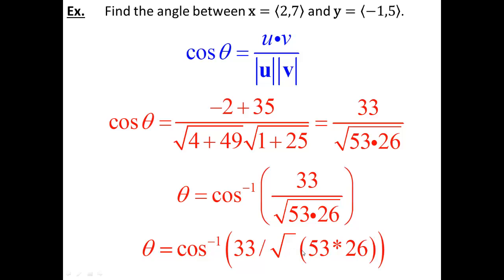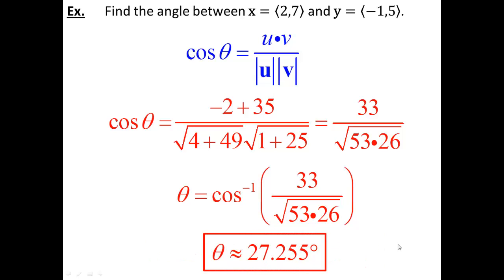So that'll be the parenthesis that comes automatically with the root. 53 times 26, close the root, close the cosine, and we get 27.255 degrees for the angle between those two vectors. Now, feel free, if you want to double check this using the inverse tangent method.